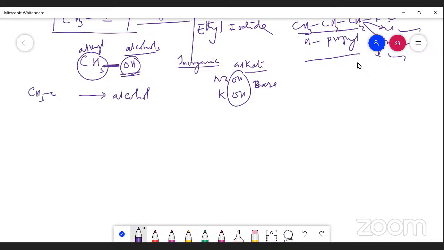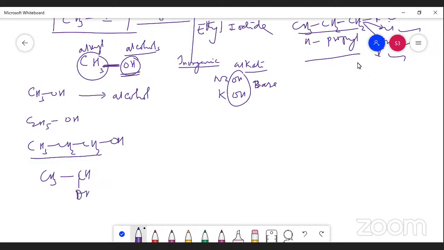Methyl alcohol. With the ethyl group, ethyl alcohol. Then propyl alcohol, with OH. And here, n-propyl. I can also give isopropyl, with OH and CH3. You see, this is alcohol. Methyl with OH is methyl alcohol. Here, ethyl with OH is called ethyl alcohol.